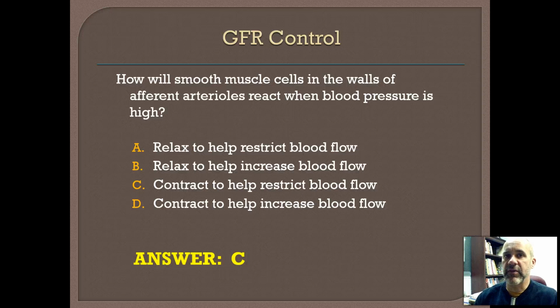Now on the other hand, if your GFR is too low, you don't have enough blood in the glomeruli in your kidneys, then those smooth muscle cells will relax. They'll open up the diameter of the afferent arterioles, which will let more blood go into the glomeruli. So then more fluid will get filtered out of the glomeruli and into the surrounding capsules.